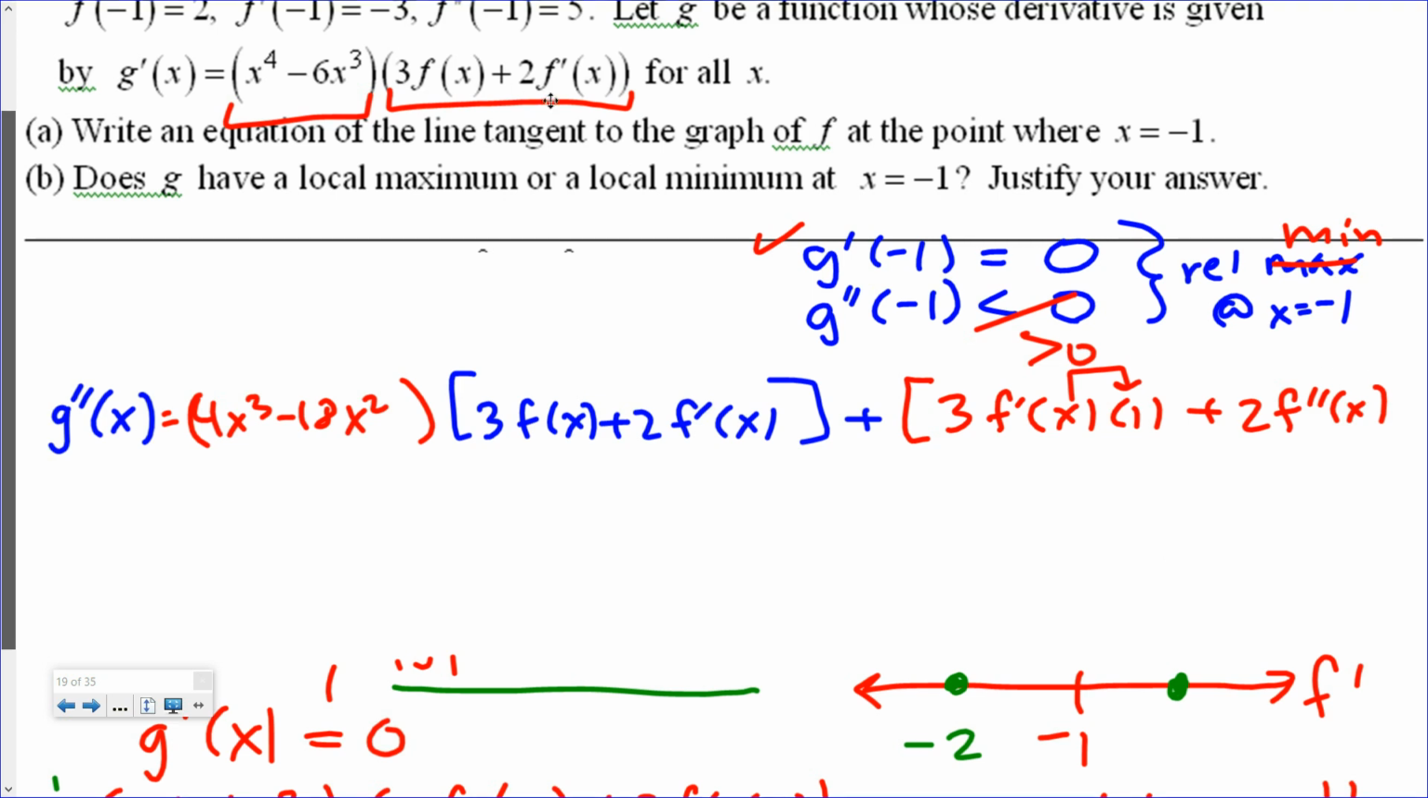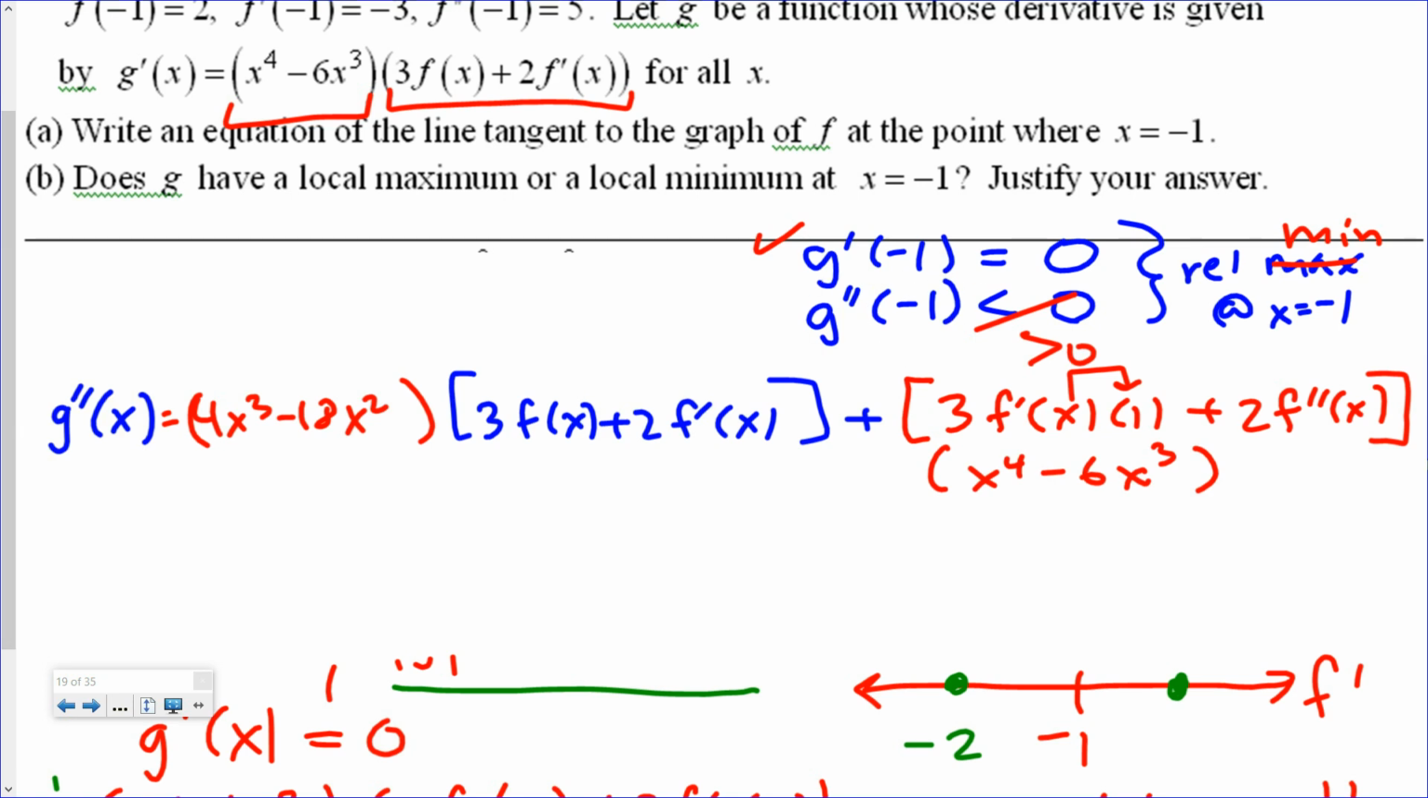Okay, derivative of the first, and then I also need to multiply by the second, so x to the fourth minus 6x cubed. Everybody good with that? I continued on another line. All right, then I don't want g double prime of x. I want g double prime of what?